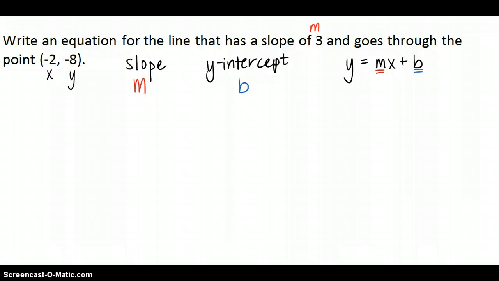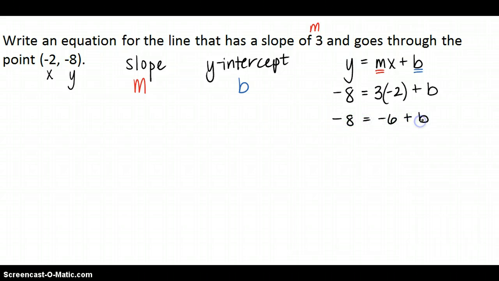So instead of y in my equation, I'm going to plug in a -8 equals, instead of m, I'm going to plug in the 3, and instead of x, I'm going to plug in the -2. Right? Then we add b, and we have to solve since we don't know what the y-intercept is. So when I go through this equation, I get -8 equals -6 plus b.